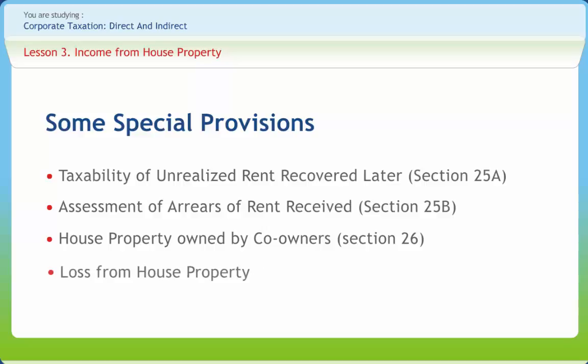Next is set off and carry forward of losses. If the aggregate amount of permissible deductions exceeds the annual value of the house property, there will be a loss from that property. So far as income from a self-occupied property is concerned and in respect of a property away from the workplace, the annual value is taken at nil and no other deductions are allowed except for interest on borrowed capital up to a maximum of rupees 30,000 or rupees 1,50,000.